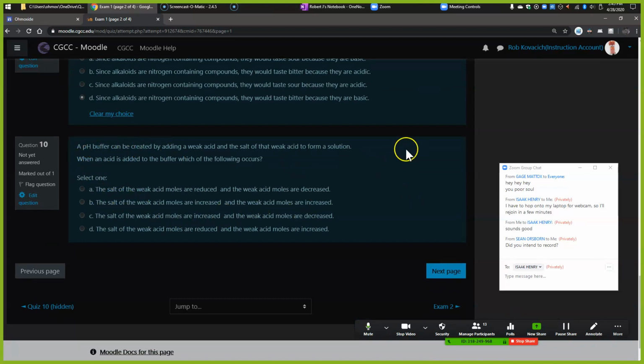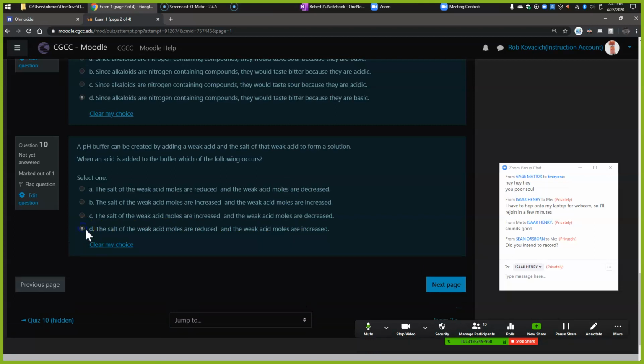A pH buffer can be created by adding a weak acid and a salt of the weak acid. When acid is added to the buffer, what occurs? So when the acid is added, then the salt reacts with it. So the salt of the weak acid is reduced and the weak acid moles are increased, because the acid that's added is being added to the salt, which reforms the acid. So I'm going to get more weak acid, less salt.